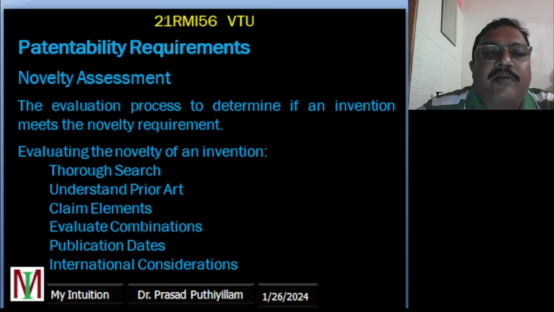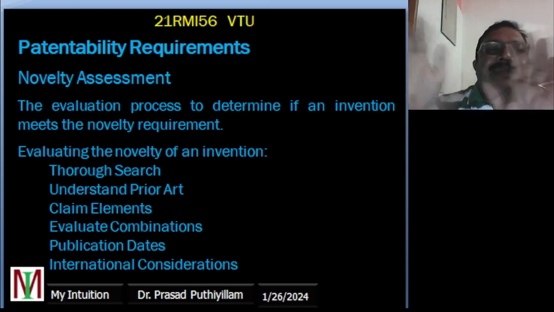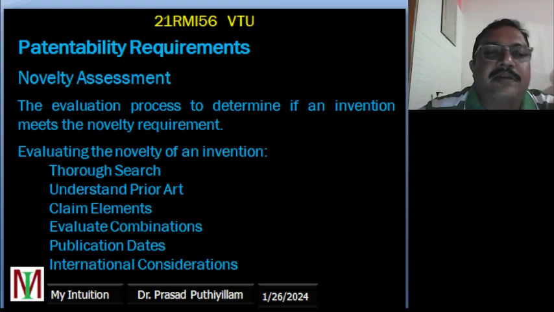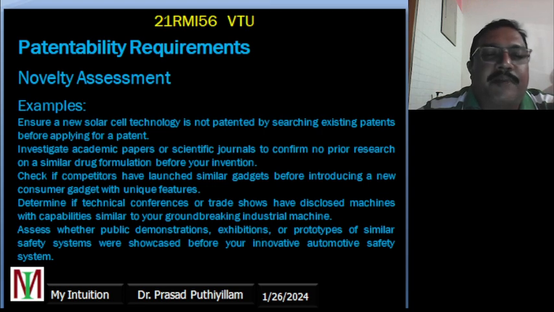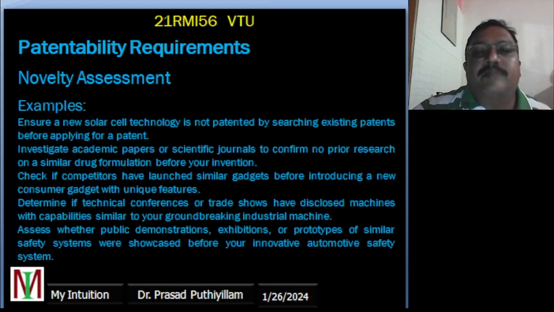Our general search engines should not be sufficient. Throughout the world, in every patentable jurisdiction, we need to search whether it has been published somewhere. We need to do thorough research. For example, if you want to ensure a new solar cell technology is not patented, search the existing patents before applying for the patent. That is an example of searching the patents.